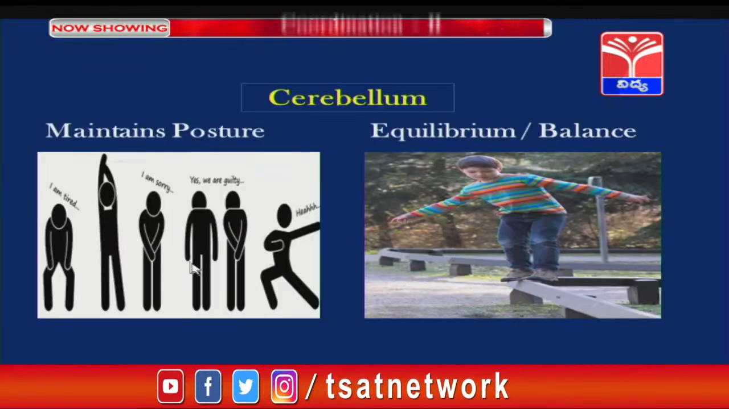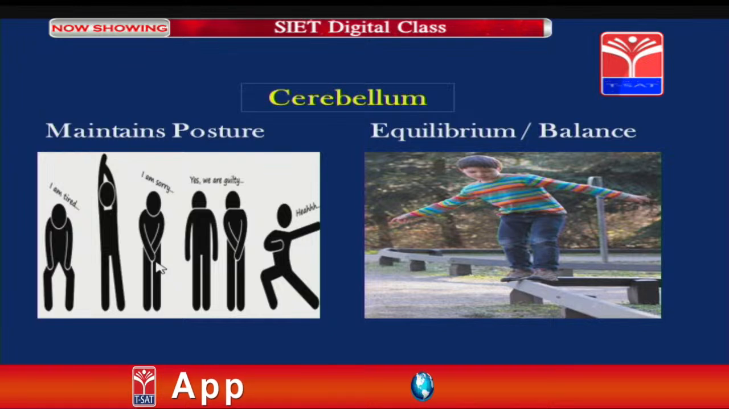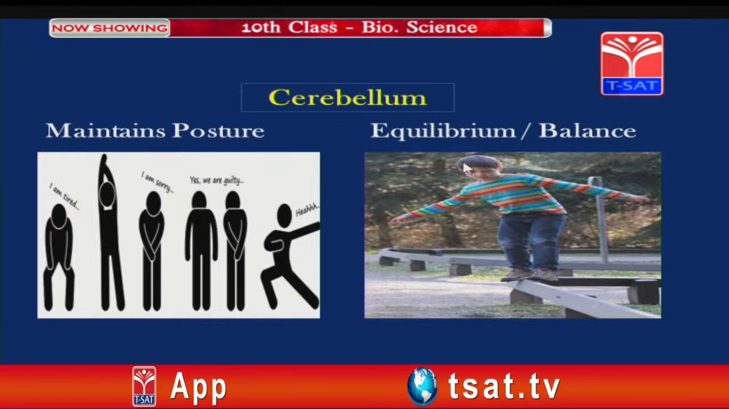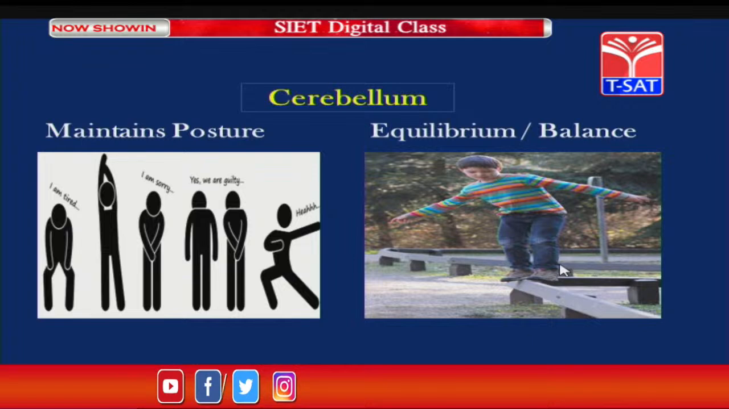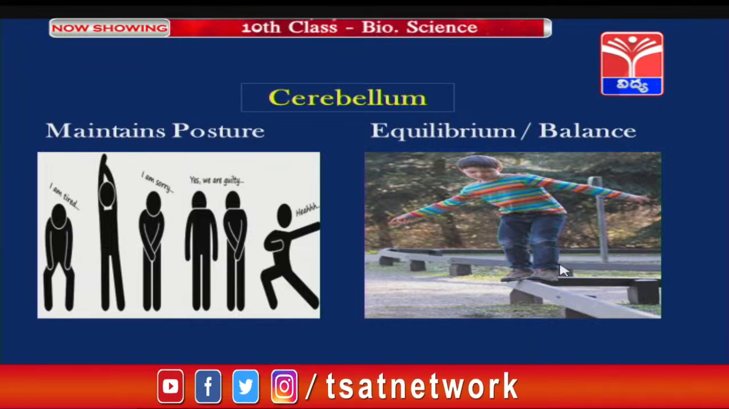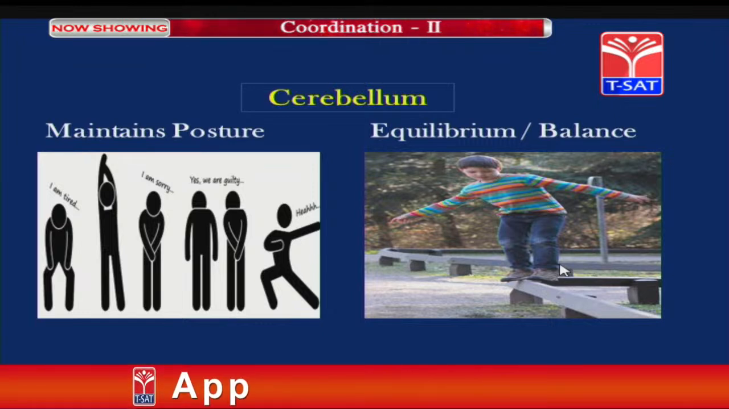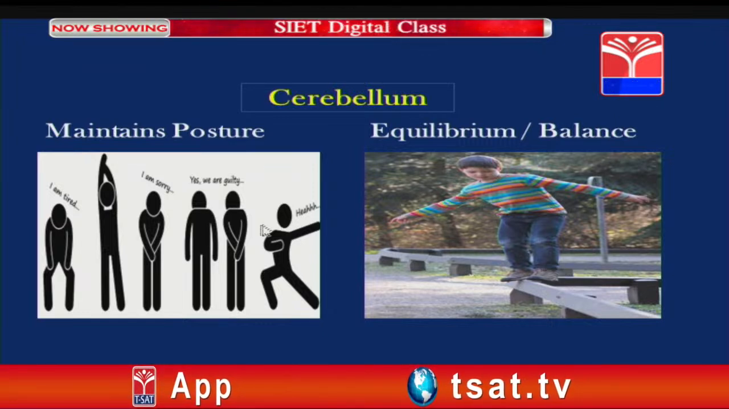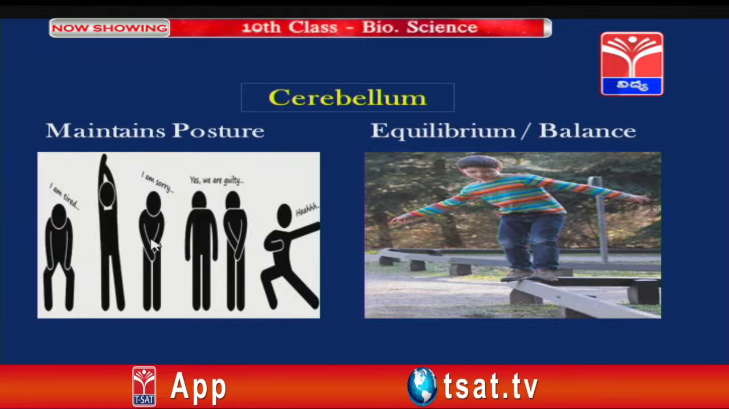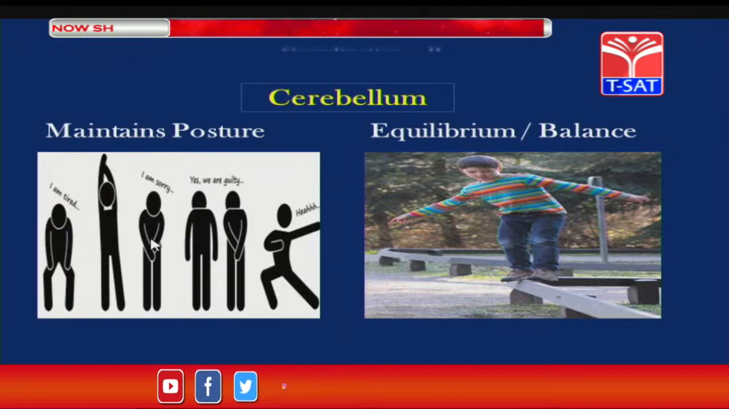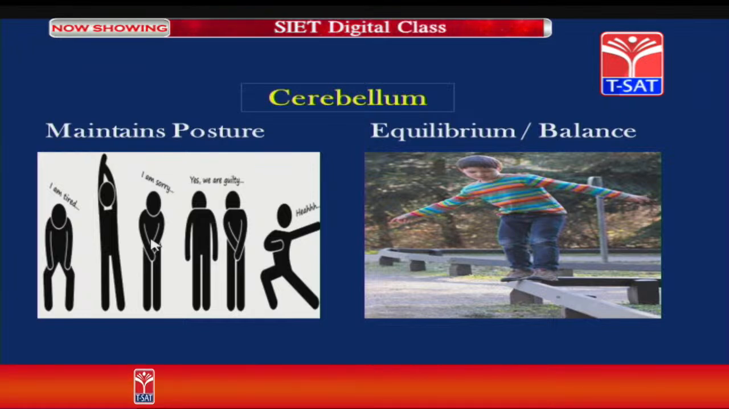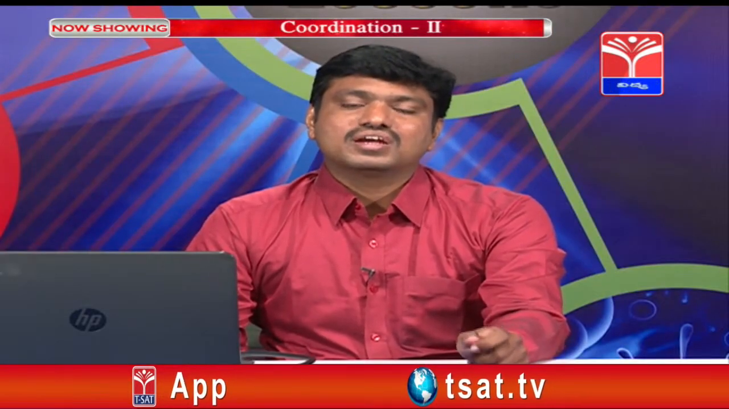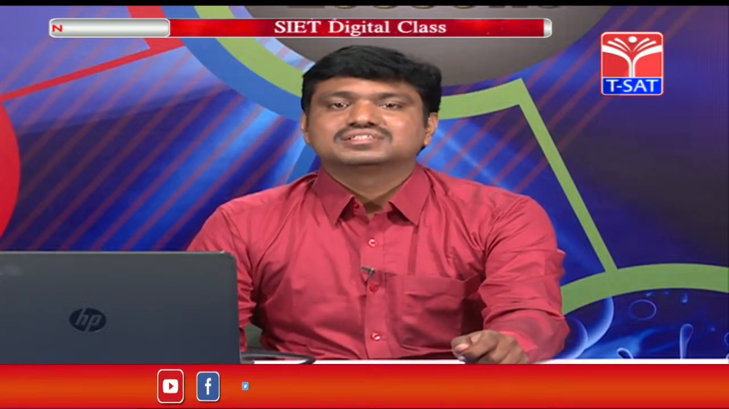In this picture, balancing and maintaining different body postures is under the control of cerebellum. If you look at this boy, he is trying to balance his body. So, the cerebellum is involved in maintaining our body's balance, equilibrium and different body postures while walking, running or doing any other physical action. So, our body is maintained in balance, in equilibrium. This is under the control of cerebellum. Cerebellum also controls the involuntary actions that are initiated by the cerebrum.